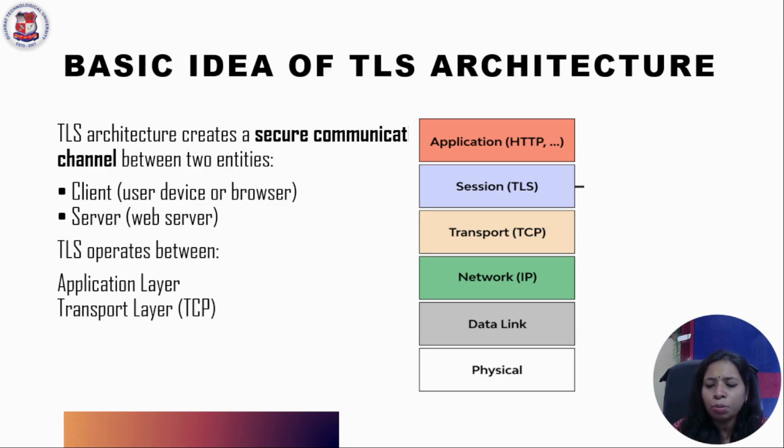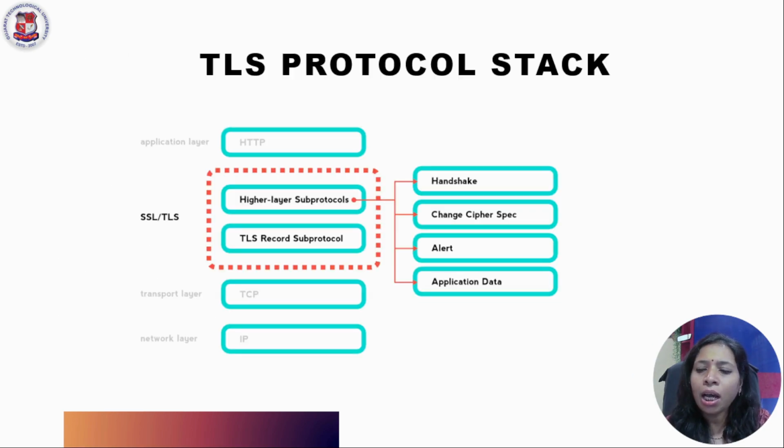TLS works between the application layer and transport layer. You can see this is the TCP/IP model, and the TLS layer exists between the application layer and transport layer in the TCP/IP model. By operating in this position, TLS can protect the data exchanged by different applications while still using the standard transport protocol such as TCP.